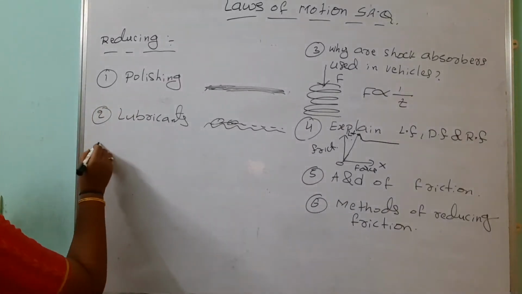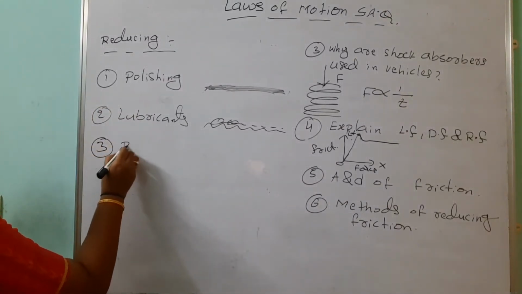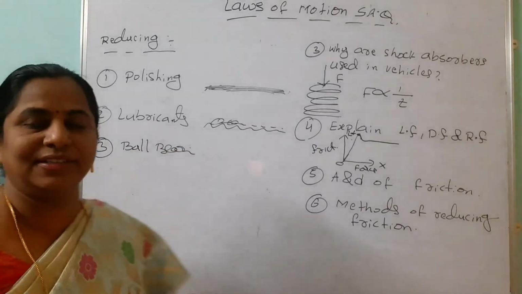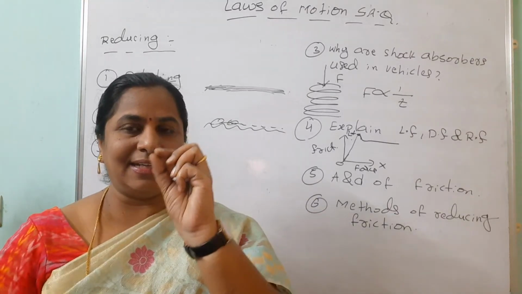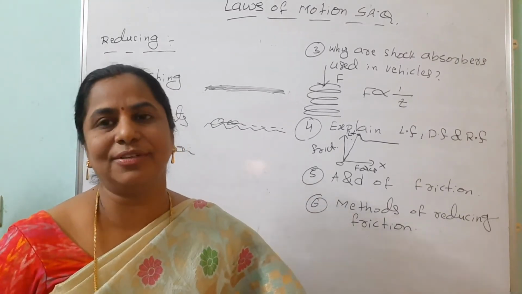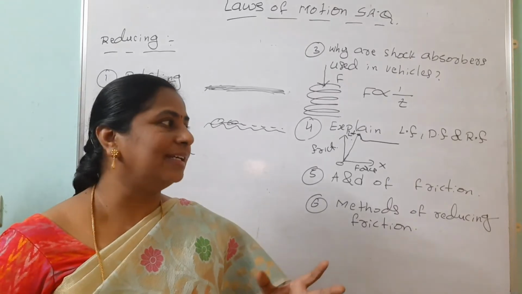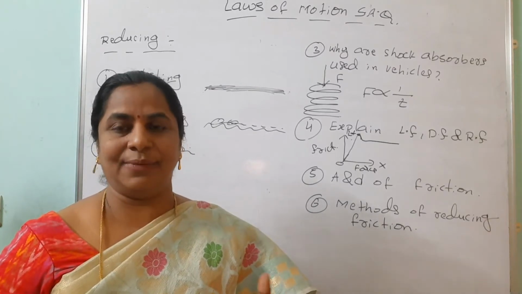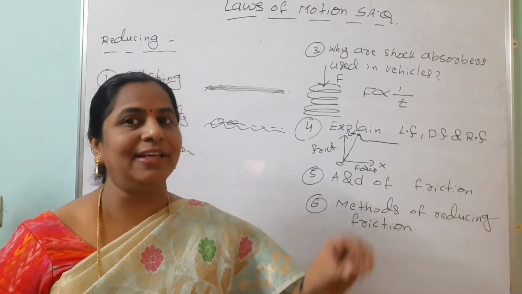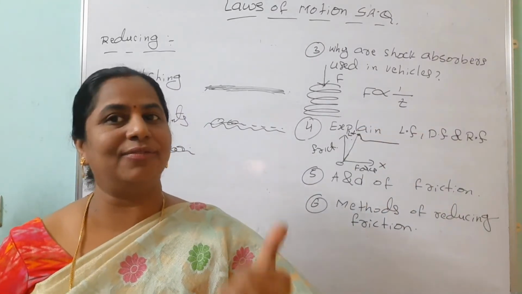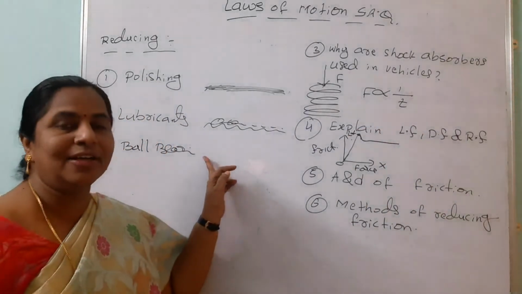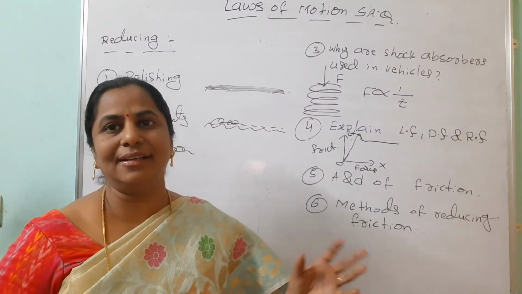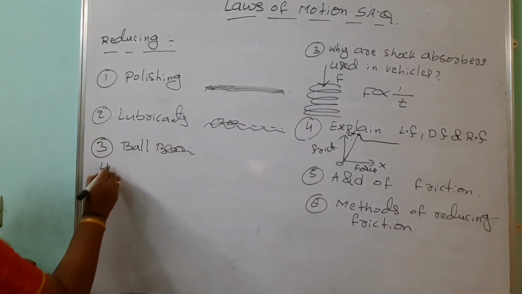Then the third one is ball bearings. These days in modular kitchens and in our bikes also, ball bearings are there, like round balls. Those are also used to reduce friction. Especially in this case, sliding is there. Sliding is a dynamic friction. Rolling is rolling friction, which is less. So you can convert from dynamic to rolling. We are using ball bearings to reduce from dynamic to rolling friction, because rolling friction is less than dynamic friction. Then the fourth one is streamlining.